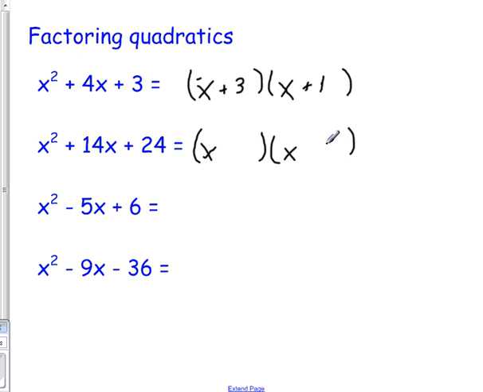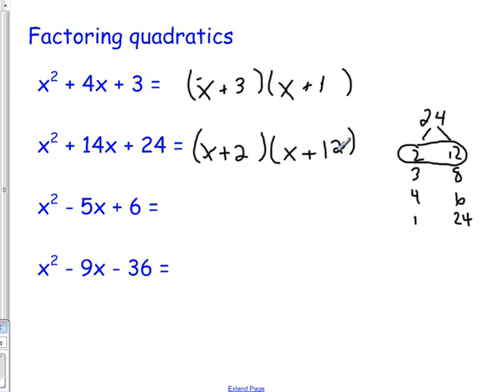I know the last two have to multiply up to 24. So the factors of 24 are 2 and 12, 3 and 8, 4 and 6, and then 1 and 24. That kind of exhausts them all. So which of these will add up to 14 is what I'm asking. Well, the 2 and the 12. So it's going to be x plus 2, x plus 12. Okay, so now we get some negatives in here. Let's see what that changes.